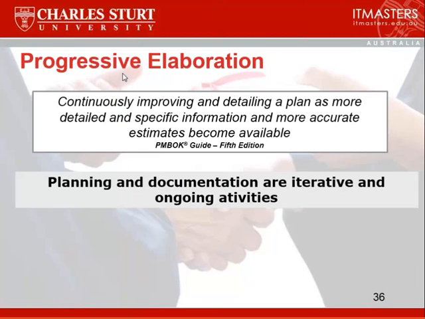There's a term called progressive elaboration, and progressive elaboration is as you get further into the project, you begin to understand a little bit more about the project, and it's all about continuously improving and detailing a plan as more detail becomes available. Progressive elaboration is often used in or referred to as rolling wave planning. As you're moving along through your project, you're planning the next stage or the next phase, and as you get more and more information, you're in a better position to come up with a more detailed plan.